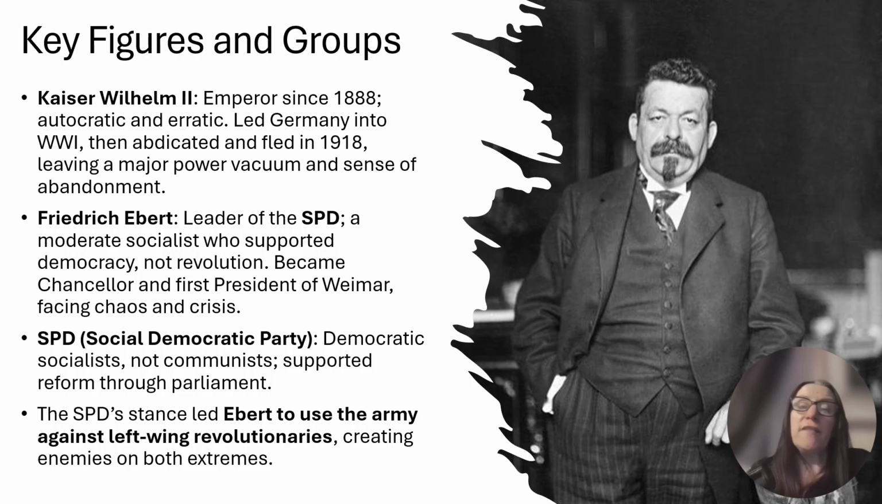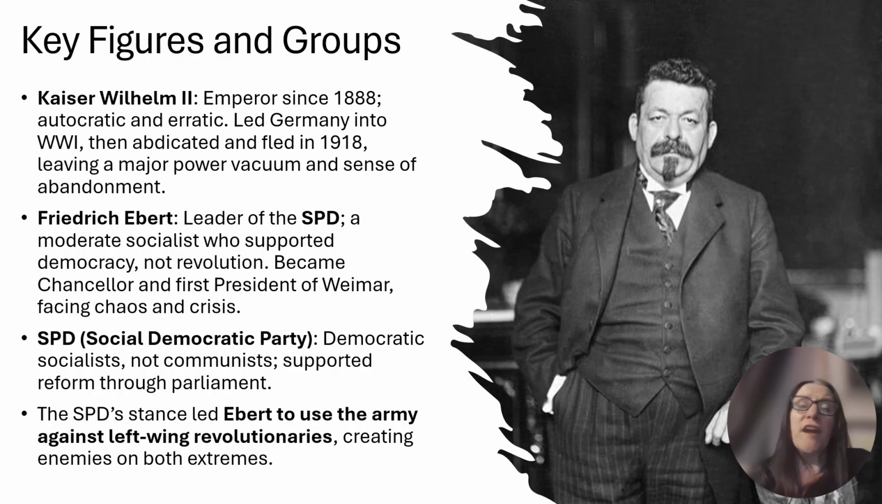Friedrich Ebert, leader of the SDP, the Social Democratic Party, Germany's largest party, representing workers and trade unions. Now, Ebert was a moderate socialist. He believed in democracy, in working within the system, and not in revolution. When the Kaiser abdicated, Ebert became Chancellor and then the first president of the Weimar Republic. He was, by any measure, handed an almost impossible task, and you can see him on the slide before you.